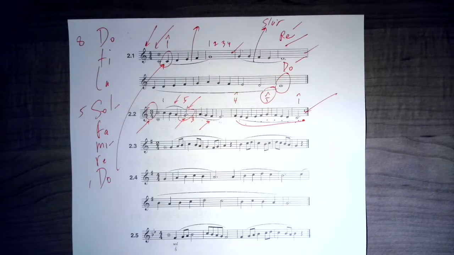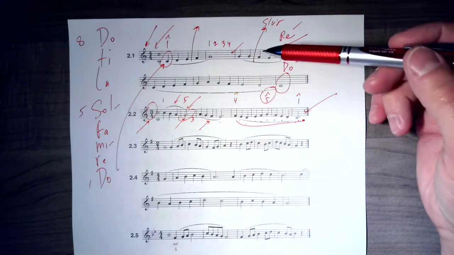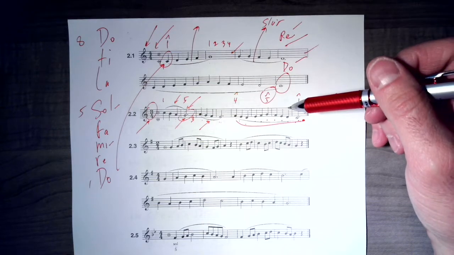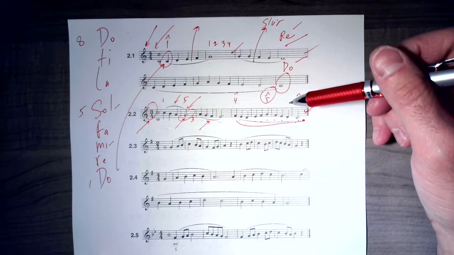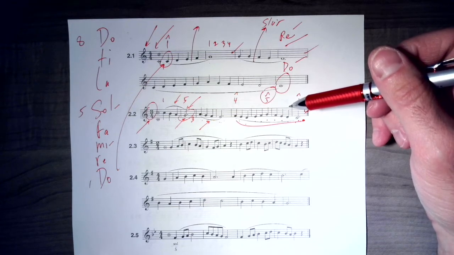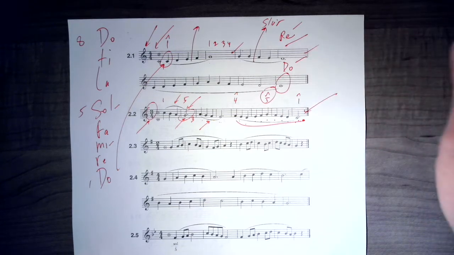Hey, sight singing students. Okay, we've looked at example 2.1 and 2.2, and we've looked at how to practice it and be able to solfege this. What you need to be also doing is practicing your singing in a major key.